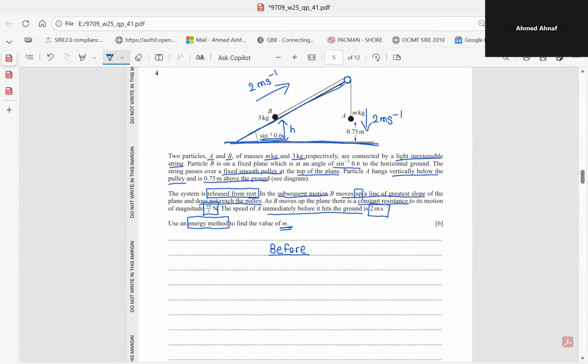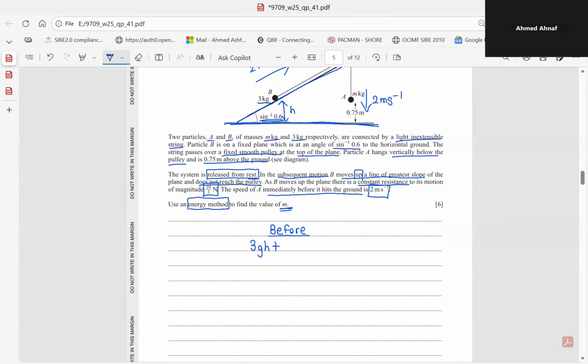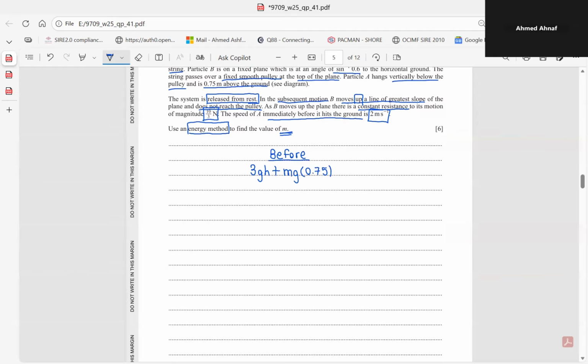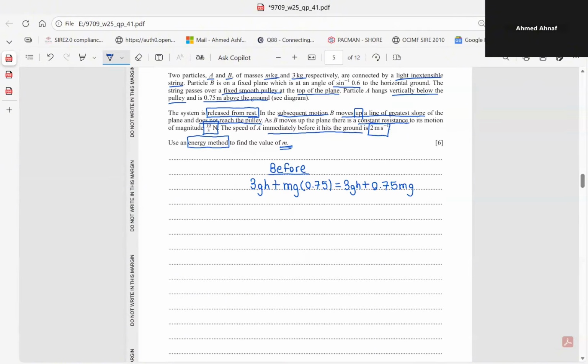So we take B to be at a height H. The GPE of B is mgh, where m is 3, then g, and then h, plus that of A. A is m times g times 0.75. So you would get 3gh plus 0.75mg. This is the total energy before it was released from rest.